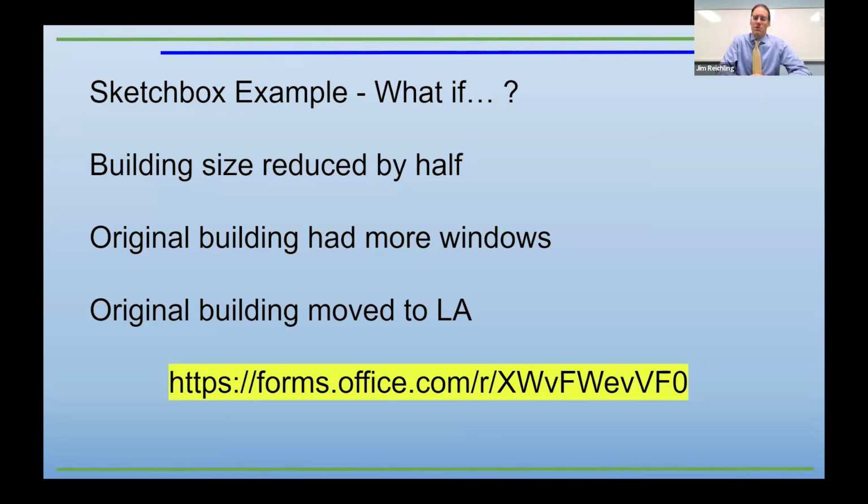Right now, every wall has 22% window area. What if we went to 44? And what happens if the original building instead moved to Los Angeles from Chicago? So I'm making only one of those changes at a time, but what would happen? Would those cause the electricity use to increase or decrease or stay the same? What would happen to the natural gas use? What would happen to the cost?